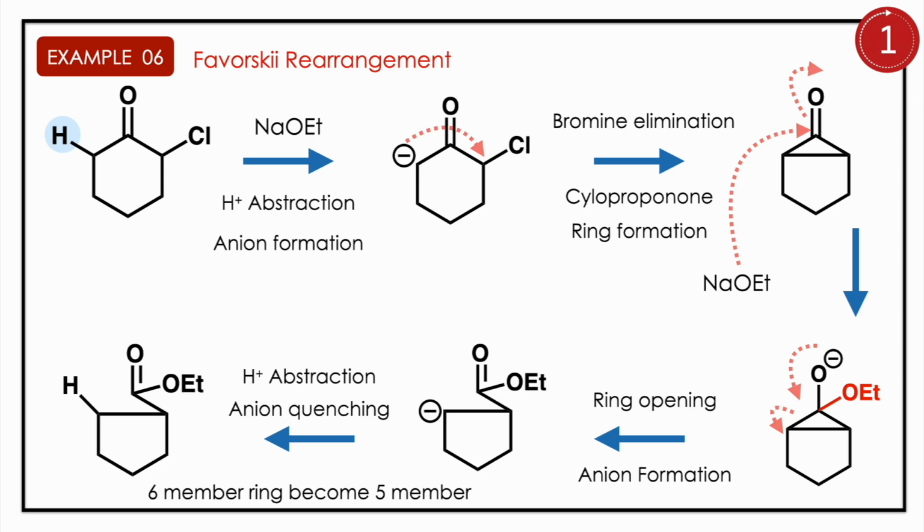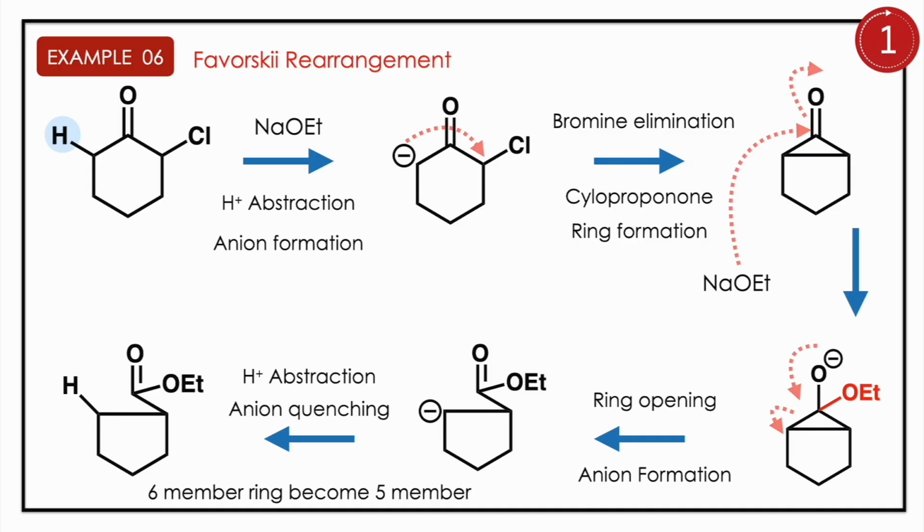Here you have alpha haloketone, alpha hydrogen also there. You are using sodium ethoxide. So chances of Favorskii rearrangement. Sodium ethoxide is the base. It abstracts the proton. It forms the anion. The anion is the nucleophile. It attacks the chlorine. Chlorine leaves. You end up with cyclopropanone.